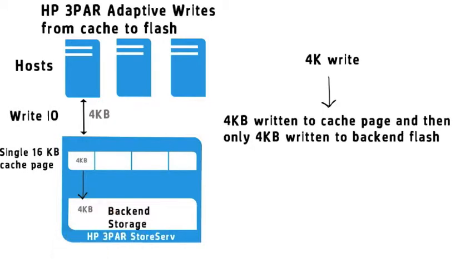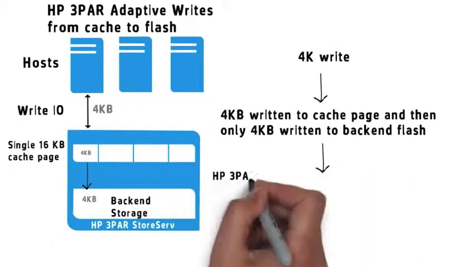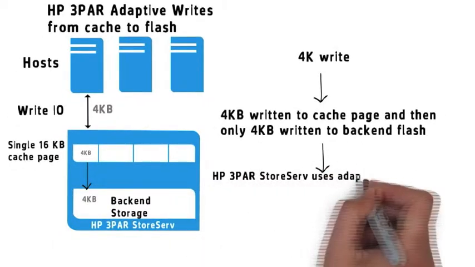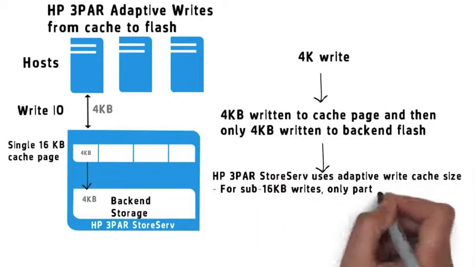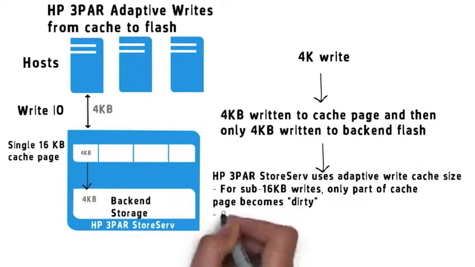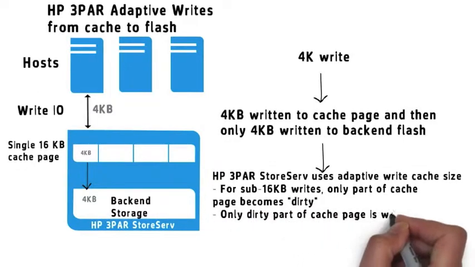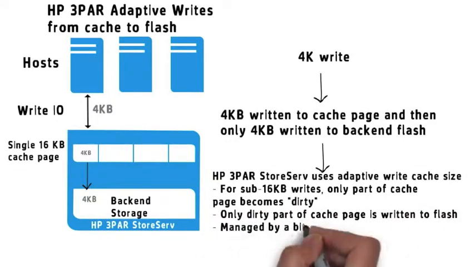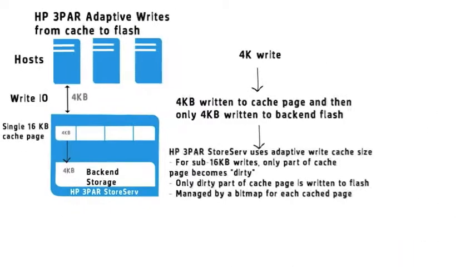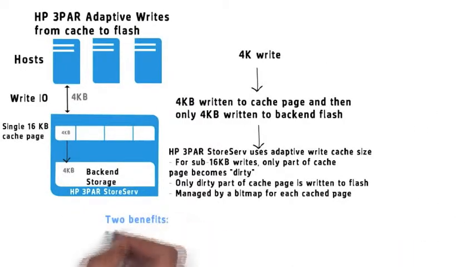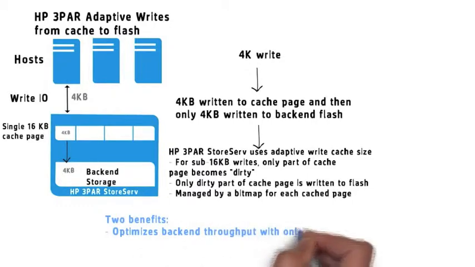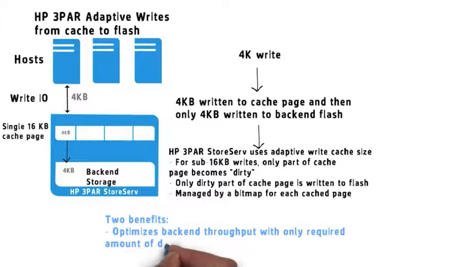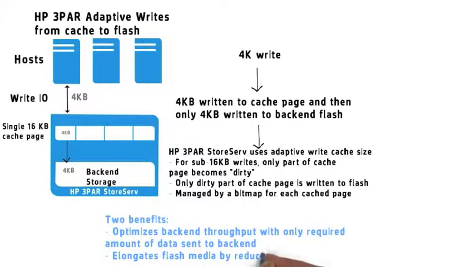Whenever we have a write that is smaller than a 16K cache page size, only part of the cache page becomes dirty, and only the dirty part of the cache page is written to flash. HP 3PAR StoreServ manages this with a bitmap for each cache page, and while writing from cache to flash, writes only the changed part of the cache page to flash media. The two benefits I'll highlight are: it optimizes back-end throughput with only the required amount of data being sent to the back end. This also elongates the life of the flash media by reducing writes.